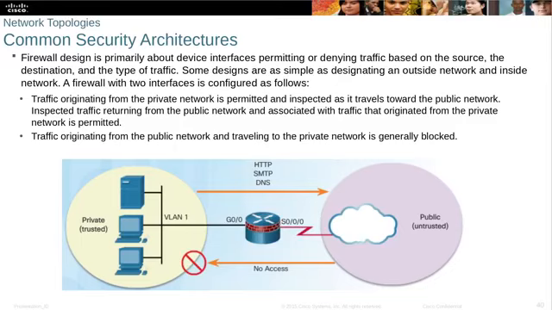However, traffic originating from the public network trying to travel to the private network is generally blocked. This is very much how the ASA firewalls, the Adaptive Security Appliance firewalls, work. We specify an inside network and outside network, and then we specify security levels, and traffic can flow from a high security level to a low security level, but not vice versa.